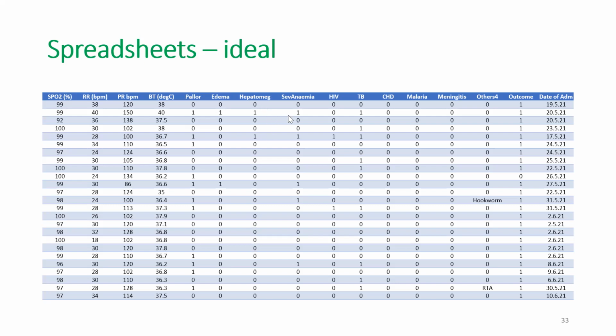It's yes or no, you see, all the way through. Did the child have TB? Yes or no, etc. What was the outcome? 1 for survived, 0 for died.